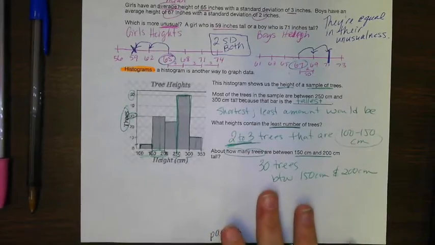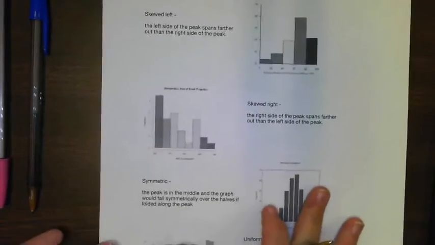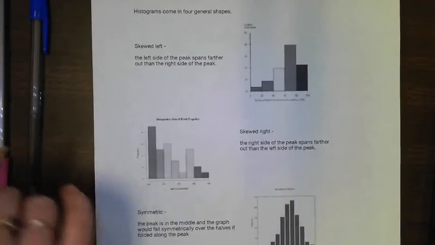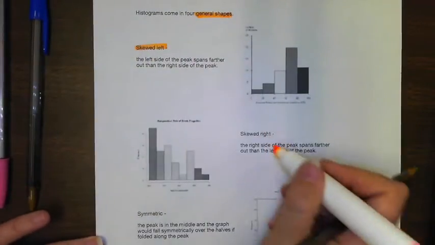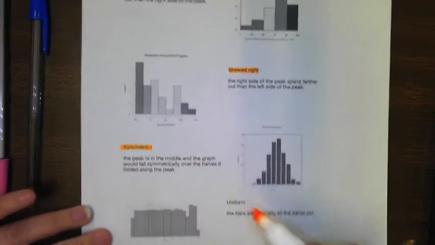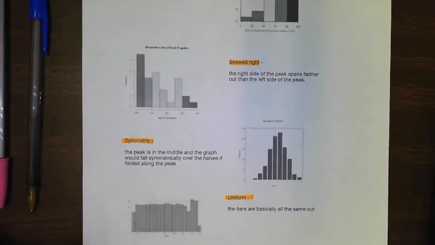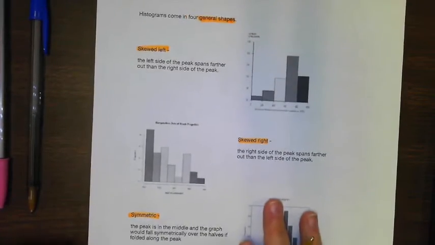Now, histograms come in all different shapes and sizes. So there are 4 general shapes that we're going to learn. You need to know these words. It's kind of like vocabulary. We've got skewed left, skewed right, symmetric, and uniform. And you can see pictures of the different shapes.